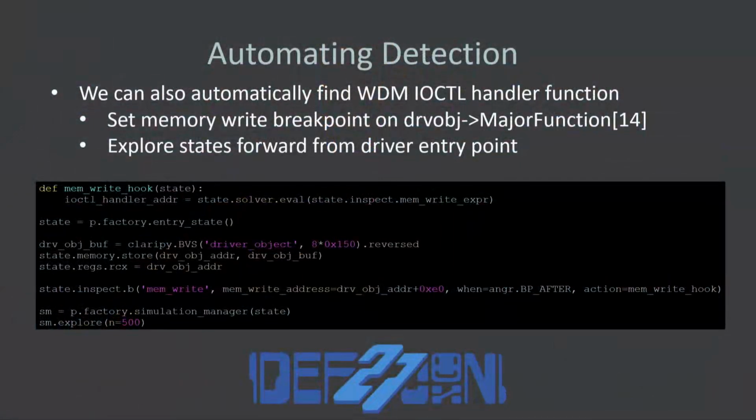Another issue is that we want to automatically find that IOCTL handler ourselves, so we don't have to manually open every driver, do some disassembly, and find that initial dispatch function. For WDM, Windows Driver Model drivers, it's a lot easier. We can easily just set a memory write breakpoint on that structure element in the driver object. And this script right here, that's all you need to find the IOCTL handler for these WDM drivers.